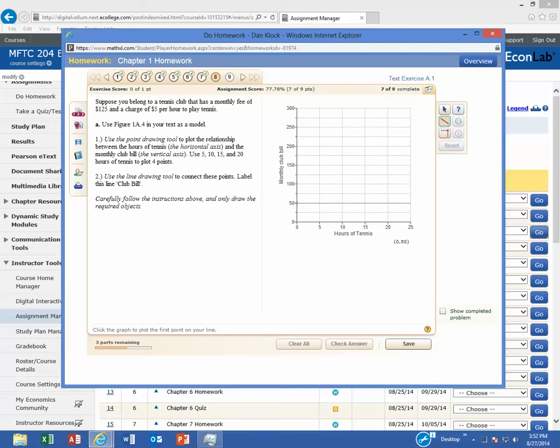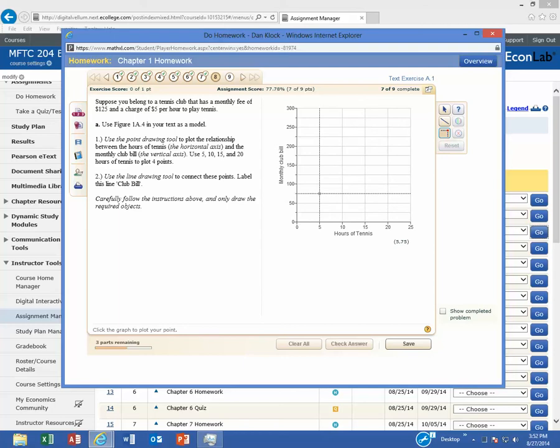Oh no, am I supposed to do the point drawing tool first? Is that the point drawing tool? Use the point drawing tool to plot the relationship between the hours of tennis and the monthly club bill. All right, so 5 hours of tennis. Again, it starts at 75, but 5 times 5 is 25. Does this make sense? Again, 75 is the monthly bill, right?